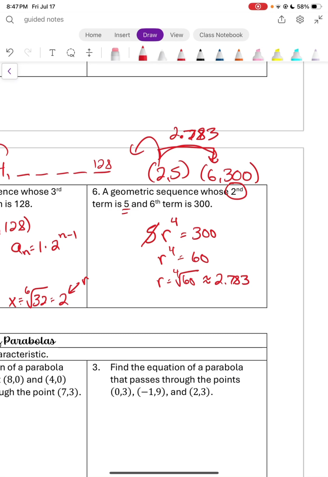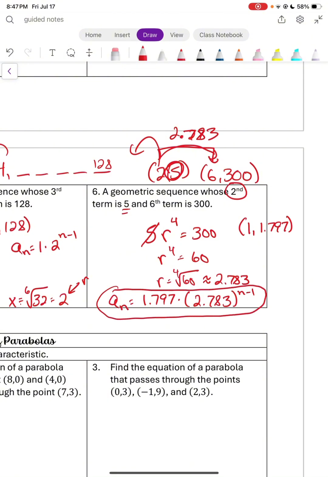So since your second term is 5, we can take 5 and divide it by that 2.783, and we would get approximately 1.797. And again, the reason I did that was so that I could find the first term. So now you have your equation. The first term is 1.797, and you're multiplying, this is a horrible equation, by 2.783 over and over and over. And you can check that. It says your sixth term is 300, so you should be able to plug in 6, raise this to the fifth power and multiply by that, and it should give you that 300 or something really close.